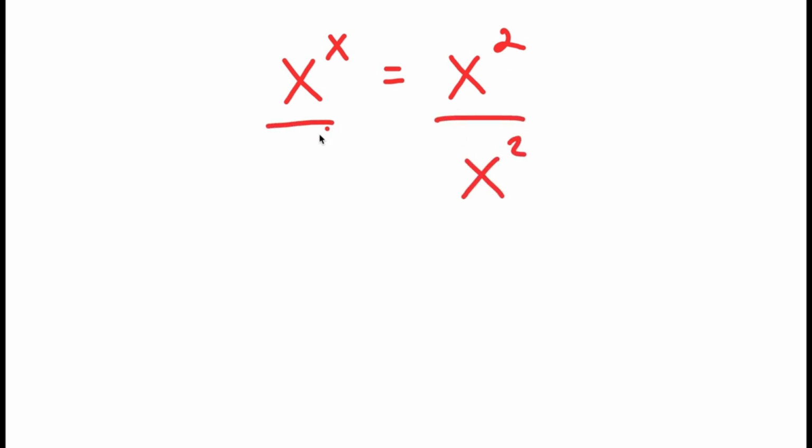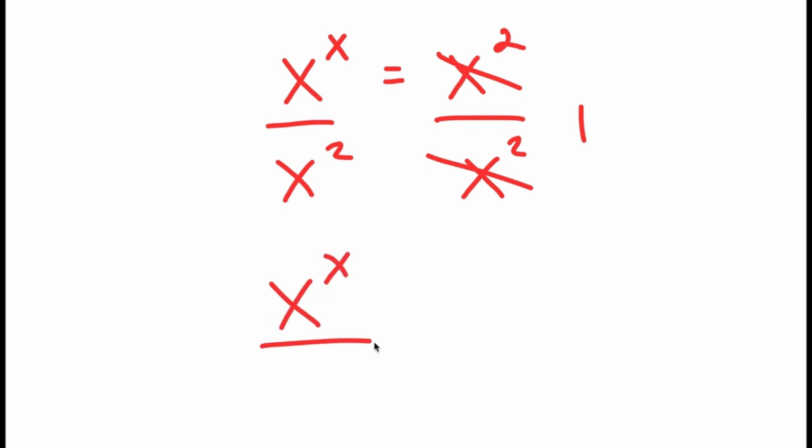Alright, so in this video, I'm going to solve the equation x to the power of x is equal to x to the power of 2. To solve this, I'm going to first start by dividing both sides by x to the power of 2. So then these two cancel out to get 1, and I get x to the power of x over x to the power of 2 is equal to 1.